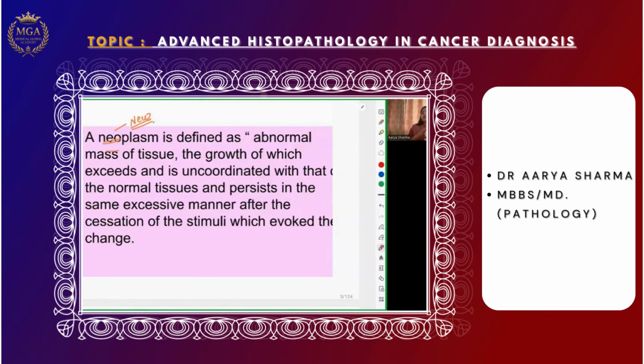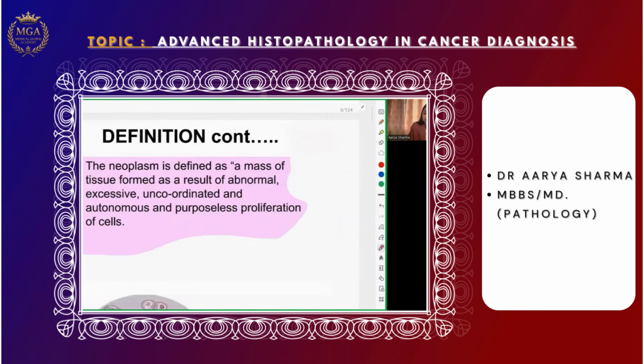If the tissues or the cells are growing in an unrecognized pattern or an uncoordinated pattern, that will be the cancerous cells, right? A neoplasm is defined as a mass of tissue formed as a result of abnormal, excessive, and uncoordinated, autonomous, and purposeless proliferation of the cells. This is the proper definition of neoplasm, which you should know, right?